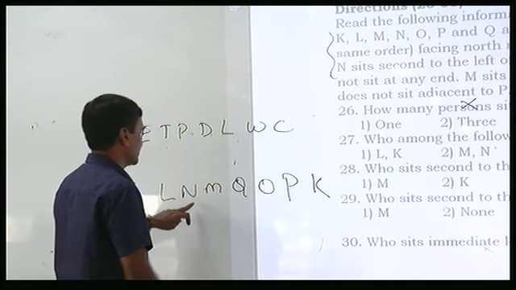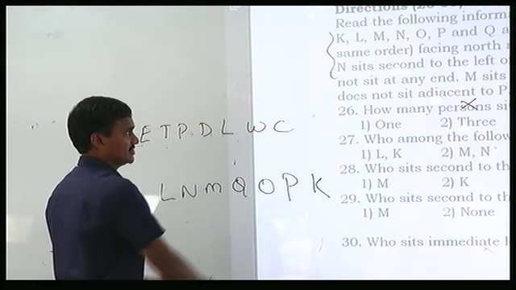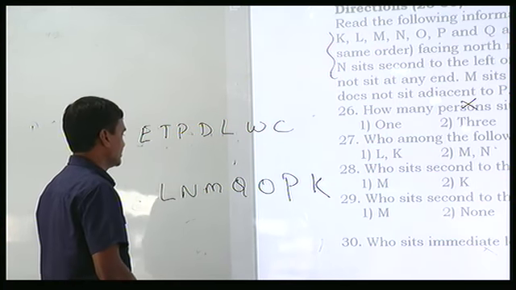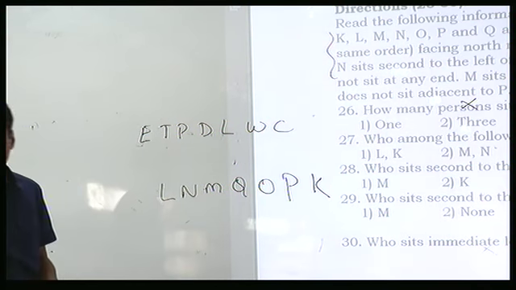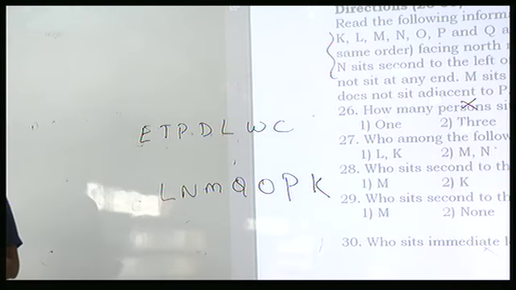N does not sit adjacent to P. N and P are not adjacent to each other. And more than two persons in between N and K. More than how many persons are there? 4 persons. Hence more than 2 persons in between N and K. Clear? Then question number 29.